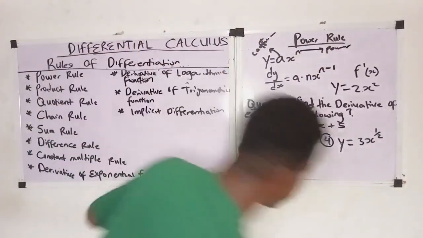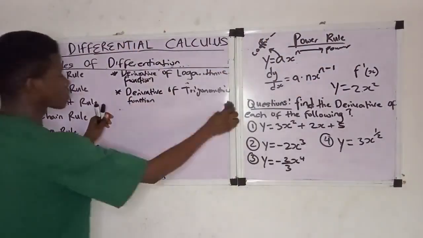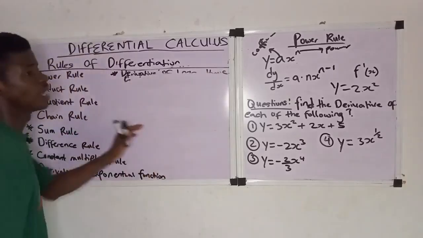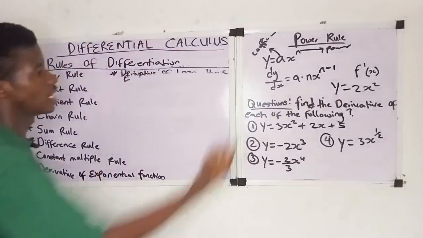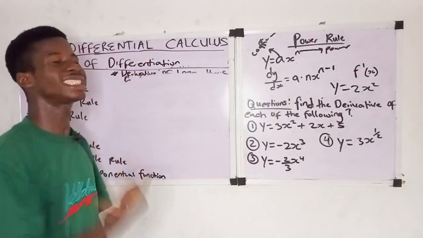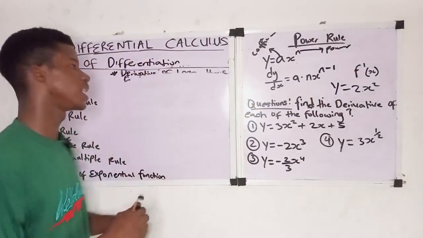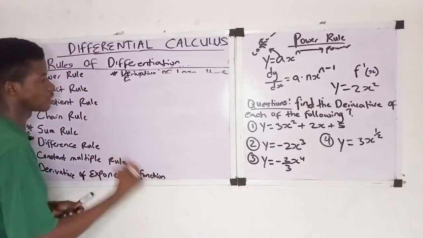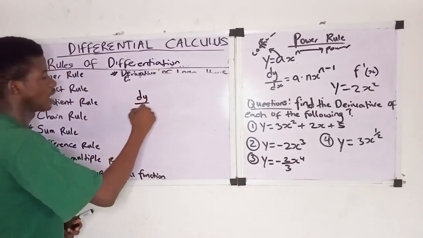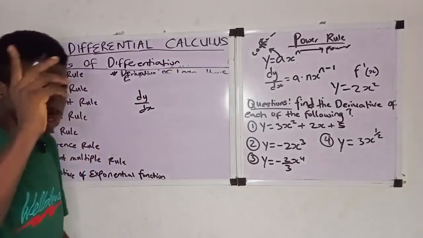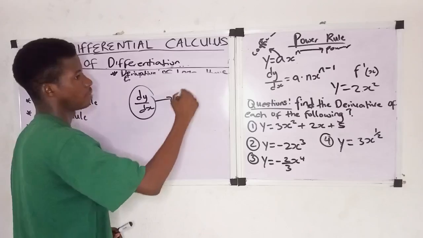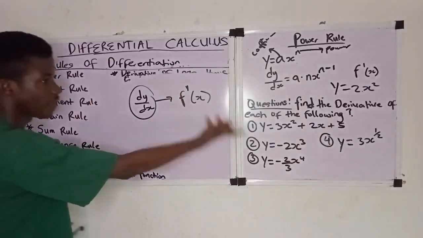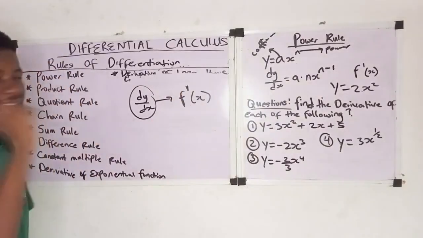Let me go to this side. Let's solve this first question using the power rule. We need to differentiate y with respect to s, which is dy over ds. I want to tell you that dy over ds is the same thing as f prime of s.